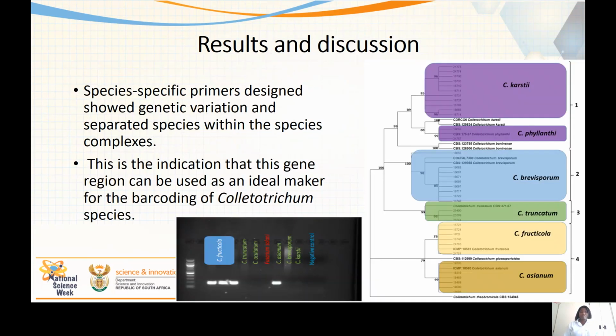The species-specific primer design showed genetic variation and separated species within the species complex, which is a challenge with Colletotrichum, because the barcode genes that have been used for Colletotrichum previously have not been able to separate the species within the species complex, which has led to species being misidentified. We found that the gene we used, partial actin, can be used as an ideal marker for barcoding of Colletotrichum species.